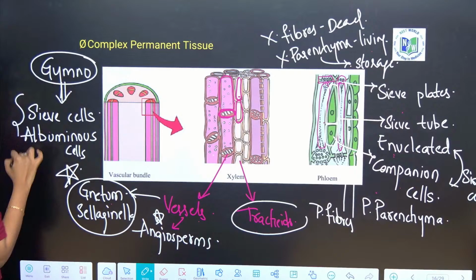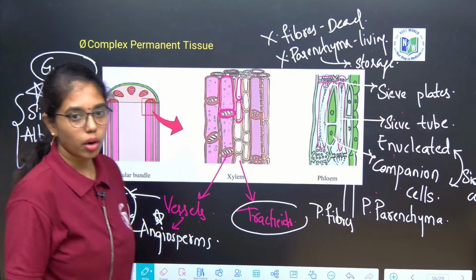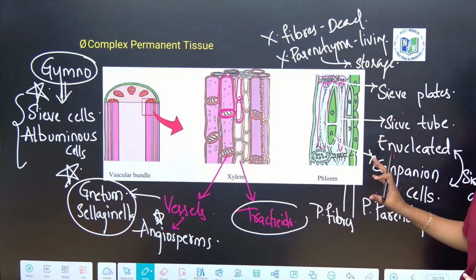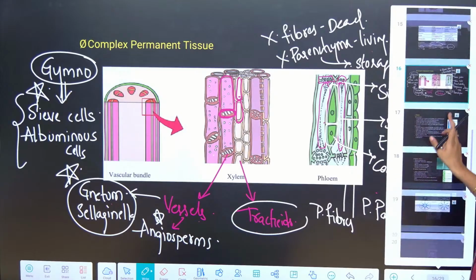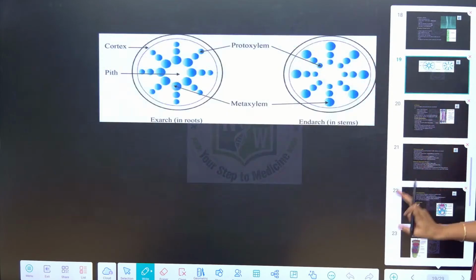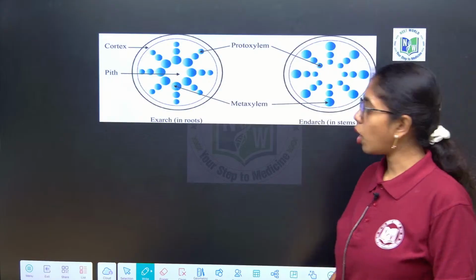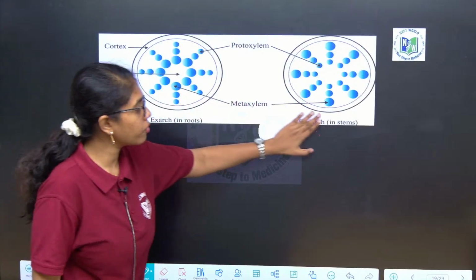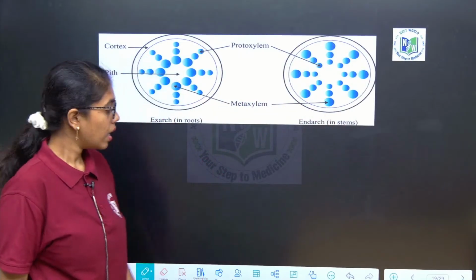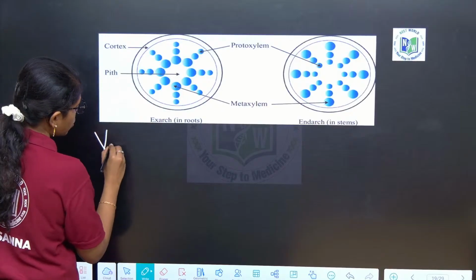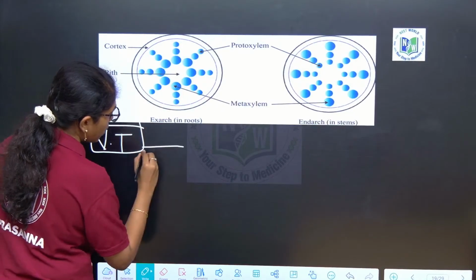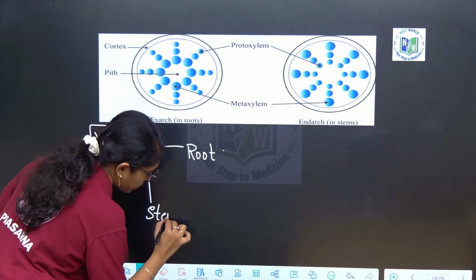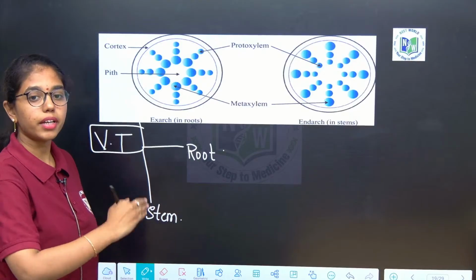Remember these exceptional cases, most important. Okay, done. Next, if you have to see, done, clear with all complex permanent tissues, right? Now next we are going to discuss the protoxylem and metaxylem, or exarch and endarch forms of vascular tissue arrangement. Let me tell you the vascular tissues arrangement in root and in stem.